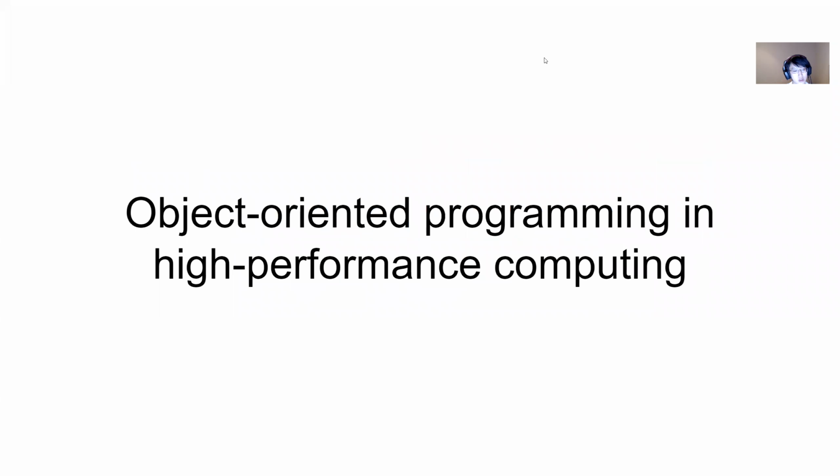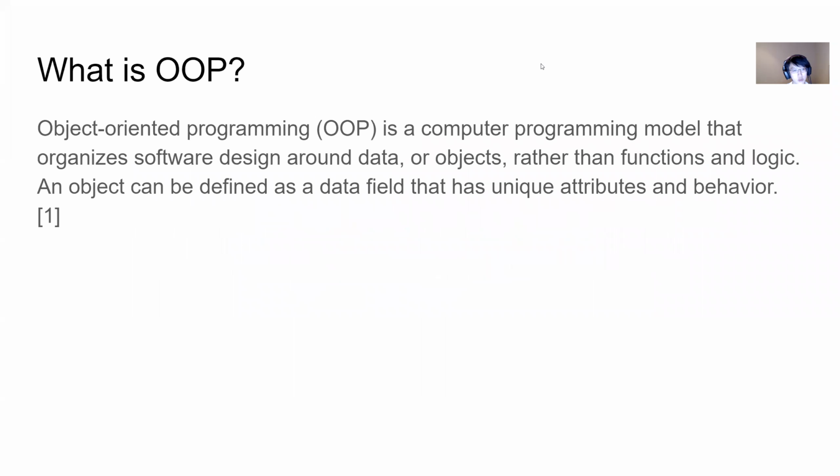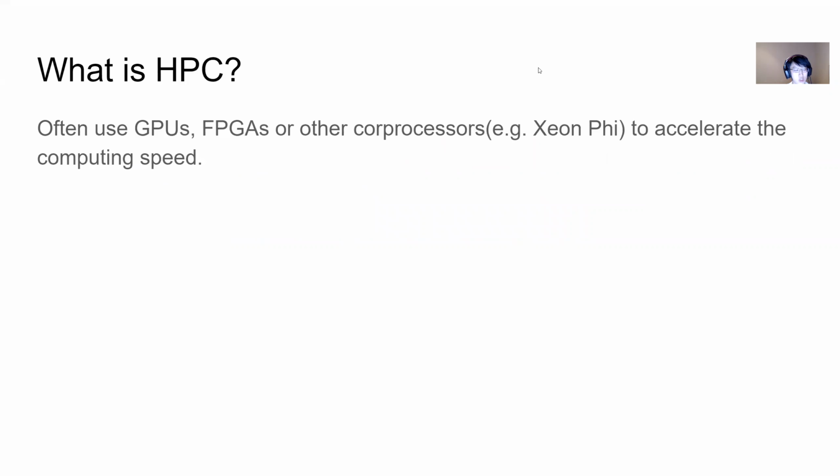And my paper is Object-Oriented Programming in High-Performance Computing. First, we need to know what object-oriented programming is. It's a computer program model, and we learned it in class, so we all know it. The second one is, what is high-performance computing? It often uses GPUs, FPGAs, or other coprocessors, for example, Xeon Phi, to accelerate the computing speed.